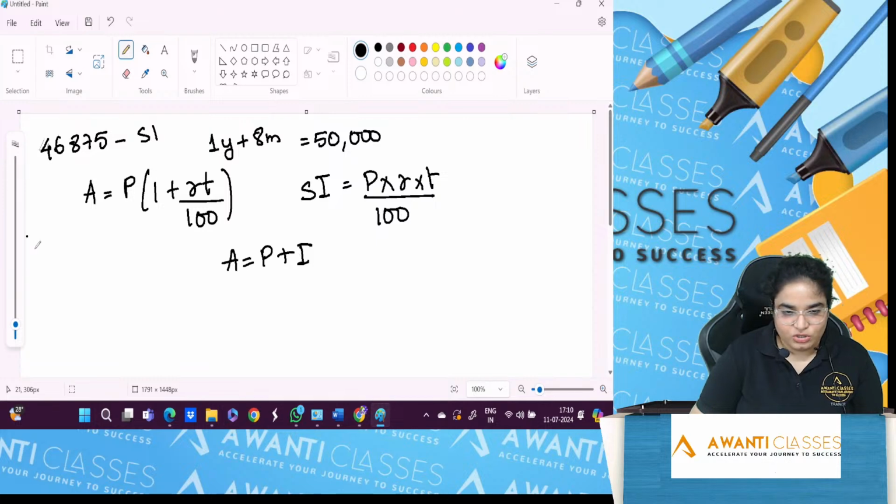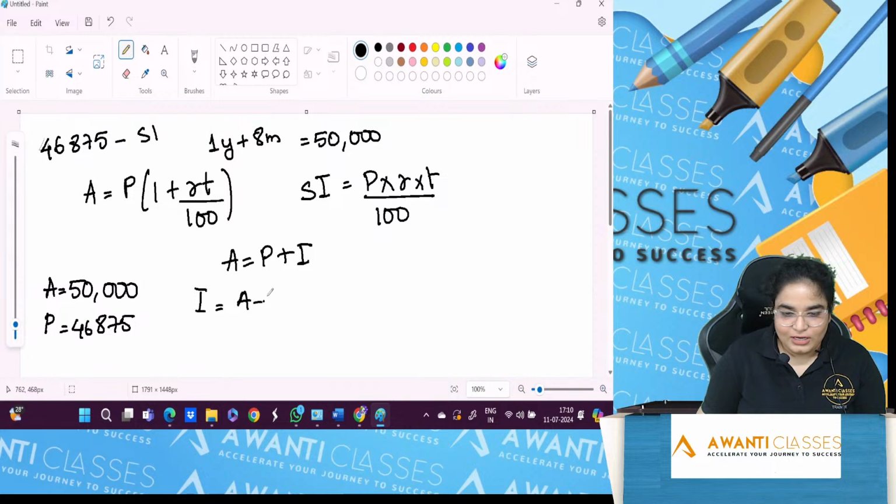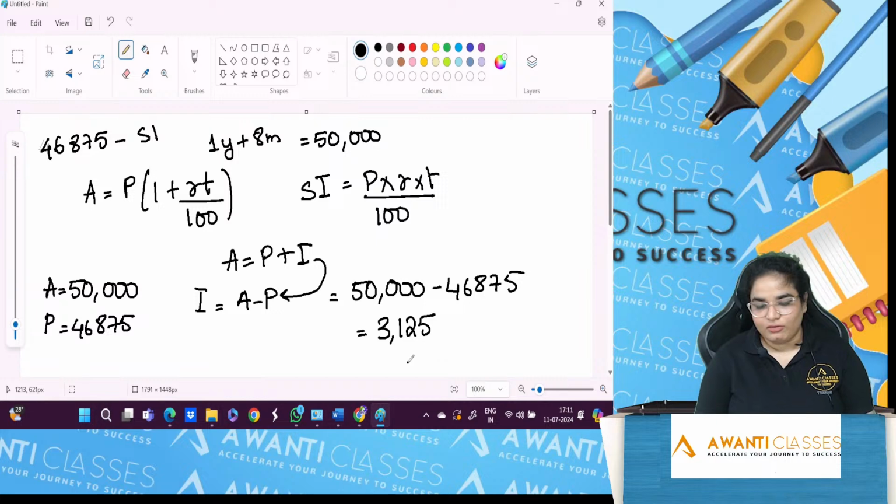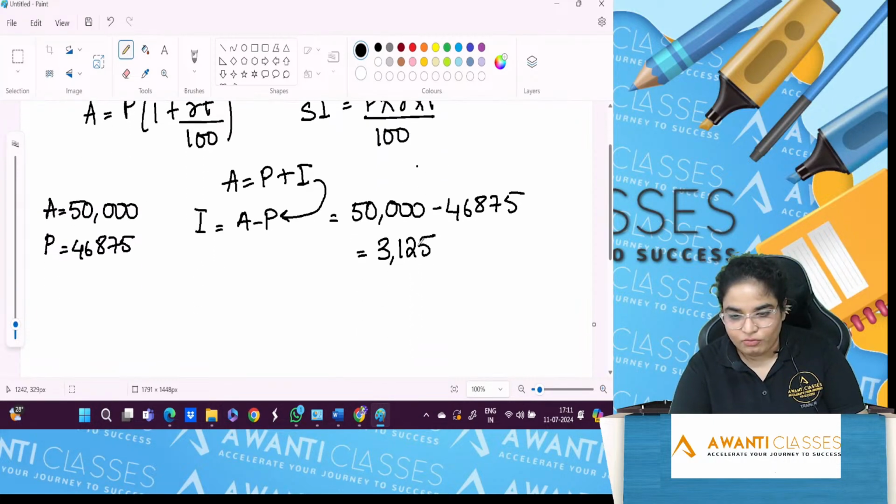In this question, we already know that A is 50,000. Similarly, we know that the principal amount is 46,875. So with this formula, can we simply say I is equal to A minus P? I will be 50,000 minus 46,875. I is equal to 3,125 rupees. So far is it clear?